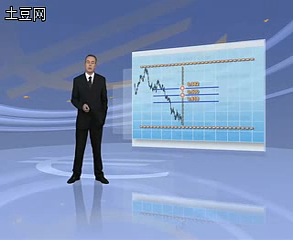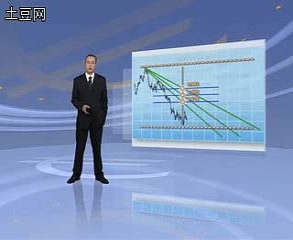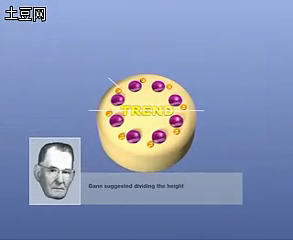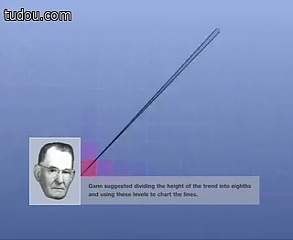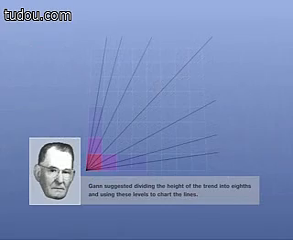We first talked about speed lines in our film Chart Analysis 2. Speed lines were first introduced by the legendary trader W.D. Gann. Gann suggested dividing the height of the trend into eighths and using these levels to chart the lines.